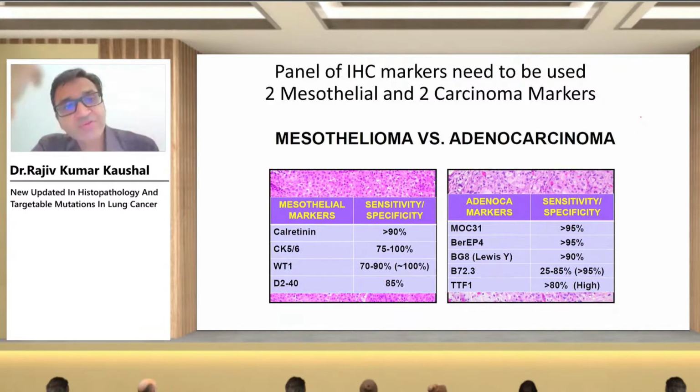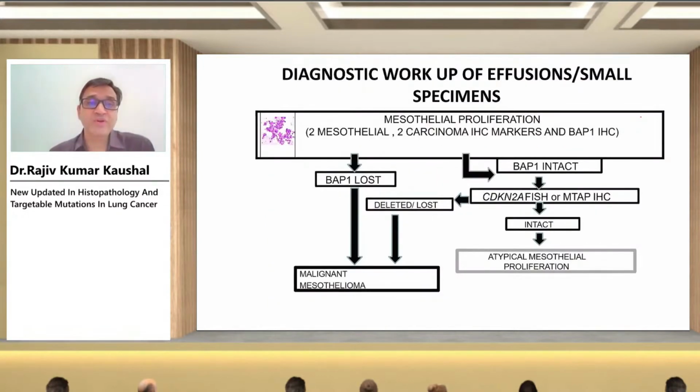For the confirmation of mesothelioma we need IHCs, and it needs to be proven, and we have to do at least 2 mesothelioma markers and 2 carcinoma markers. So use of a single marker is not recommended. Every time you're suspecting a mesothelioma, you have to do a minimum of 2 IHCs. And there are 2 additional tests which can be used for characterization: one is BAP1 and CDKN2A FISH, or the p16 homozygous deletion, which also helps in the confirmation of a mesothelioma and to differentiate it from atypical mesothelial proliferation.